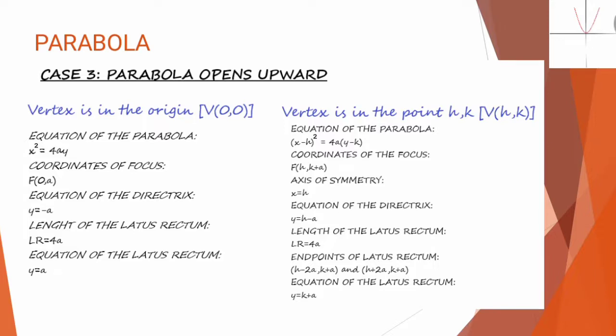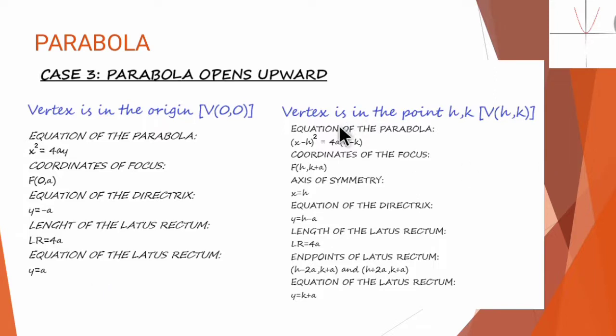Equation of the parabola, we have x squared is equal to 4ay. Then the coordinates of focus, we have F of 0 and positive a. Equation of the directrix, we have y is equal to negative a. The length of the latus rectum, LR is equal to 4a. Equation of the latus rectum, we have y is equal to a.